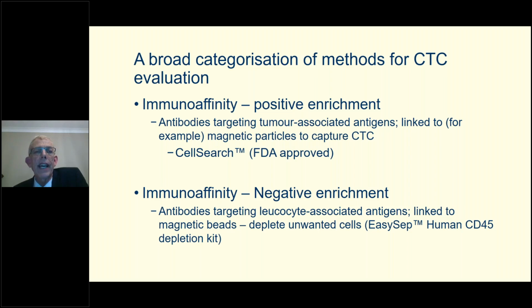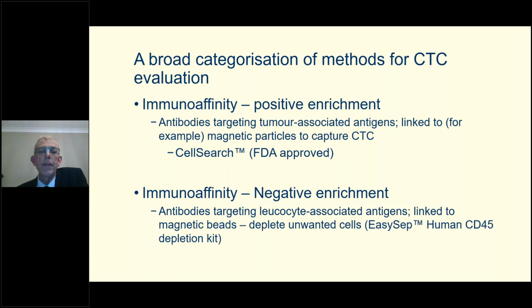So, taking that categorization a little bit further for CTCs, for example, immunoaffinity, where we're looking at positive enrichment. So antibodies, as I said earlier, are targeting tumor-associated antigens linked to, for example, magnetic particles to capture the CTCs. And one of the principal methods here that we'll focus on very shortly is the CellSearch platform, which I think even to this date is the only platform for CTC identification that has received FDA approval for use in the clinical setting and clinical scenario.